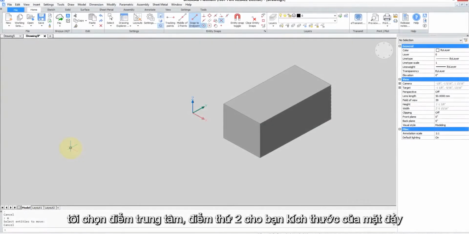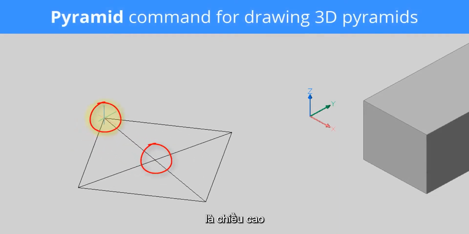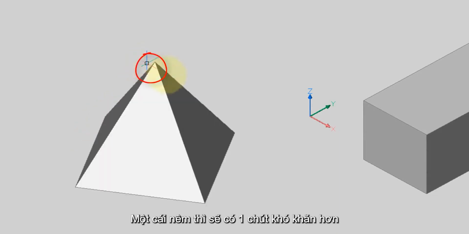Drawing the pyramid takes exactly the same steps, so I'm going to type in pyramid, and then it wants a center point, second point gives you the size of the base, the third point the height, and there's your pyramid.